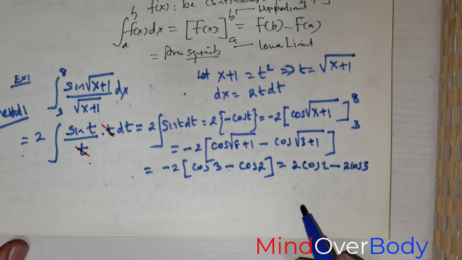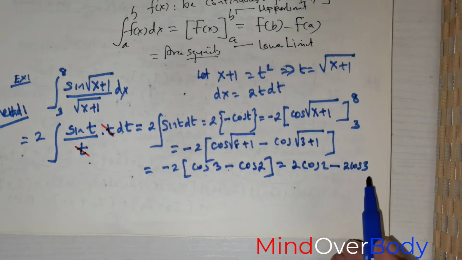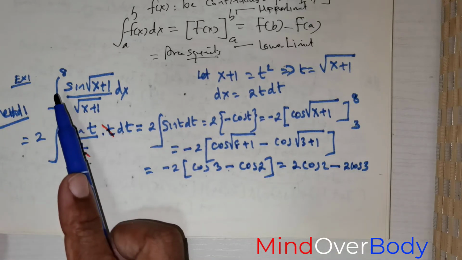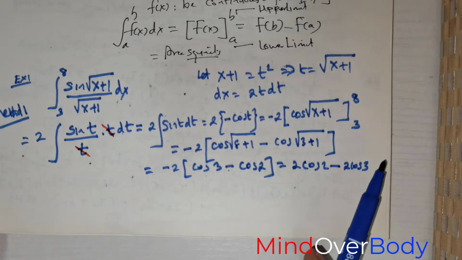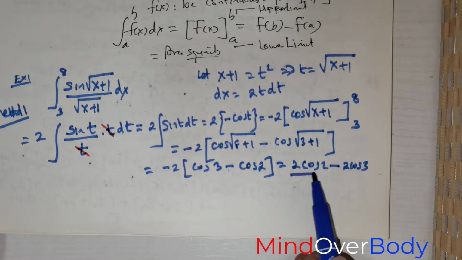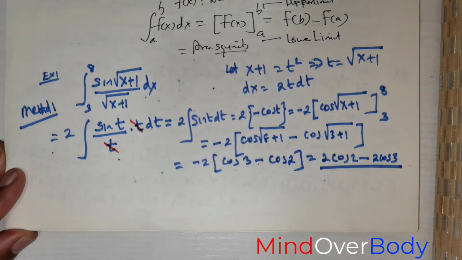Now another important thing, you don't have to add plus arbitrary c, because the limits have already taken care of that particular arbitrary c. So you don't have to do that. So this is the final answer. Now let me just show you method 2.